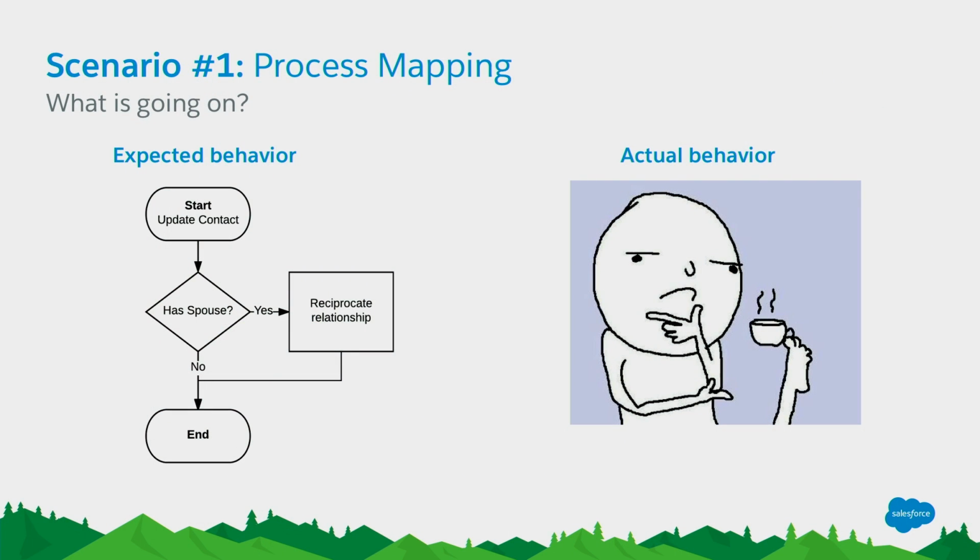Awesome. The first thing I would recommend you guys do is process mapping, so have a clear understanding of what is supposed to happen. Our expected behavior is: I create a contact, or in this case, I update it. I insert my contact Jane Doe. First, we check if Jane Doe has a spouse. If Jane Doe doesn't have a spouse in the lookup field, we just want to exit the trigger. However, if there's a spouse, we want to reciprocate the relationship. So let's have a look at the code and see how this logic has been implemented.